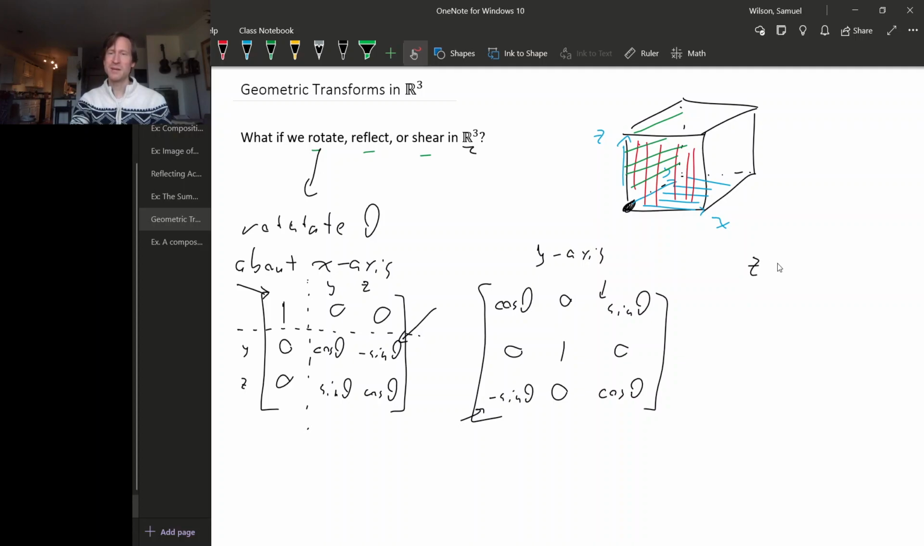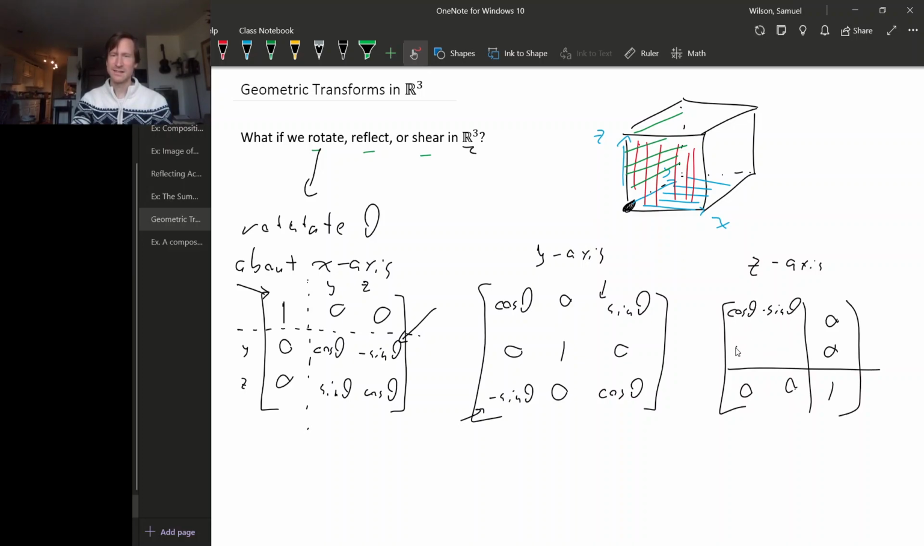And then if we rotate about the z-axis, then it's the z direction that isn't changing, and the x and y directions get our usual rotation matrix like this.